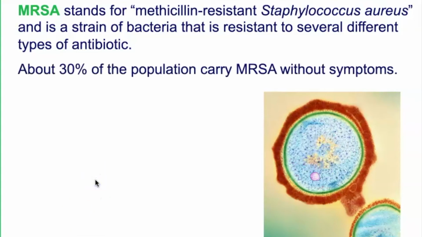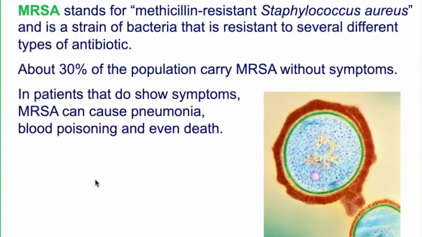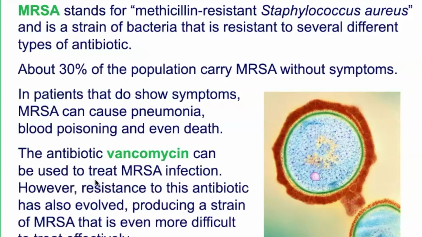About 30% of the population carry MRSA without symptoms. In patients that do show symptoms, MRSA can cause pneumonia, blood poisoning, and even death. The antibiotic vancomycin can be used to treat MRSA infection. However, resistance to this antibiotic has also evolved, producing a strain of MRSA that is even more difficult to treat effectively.